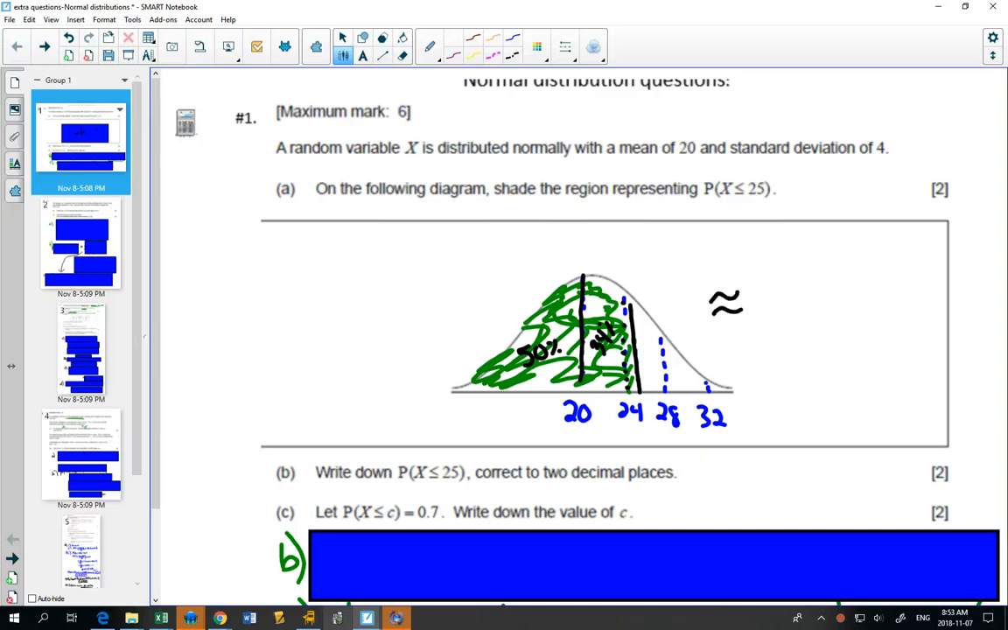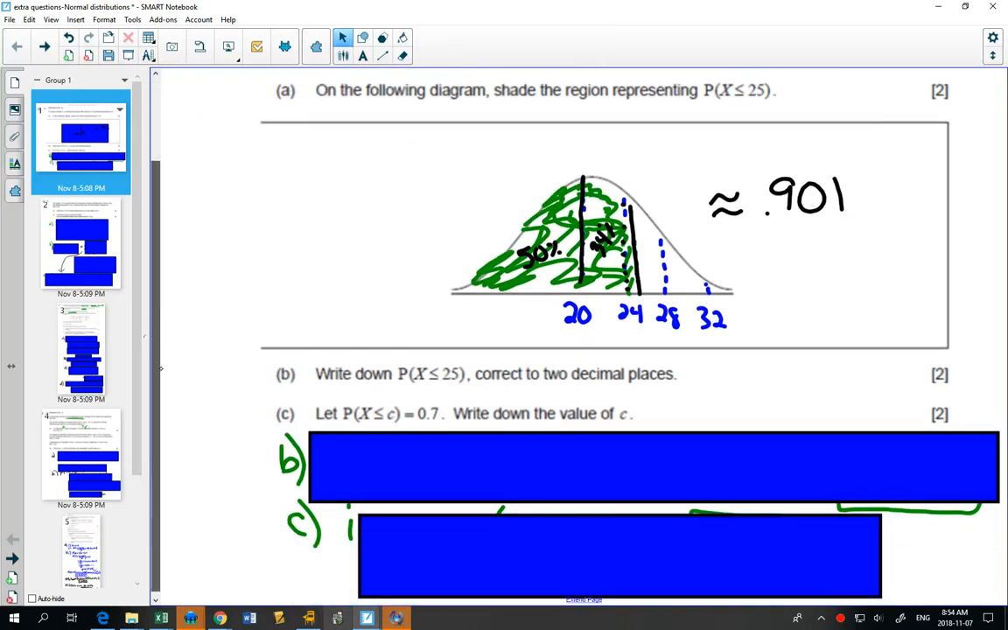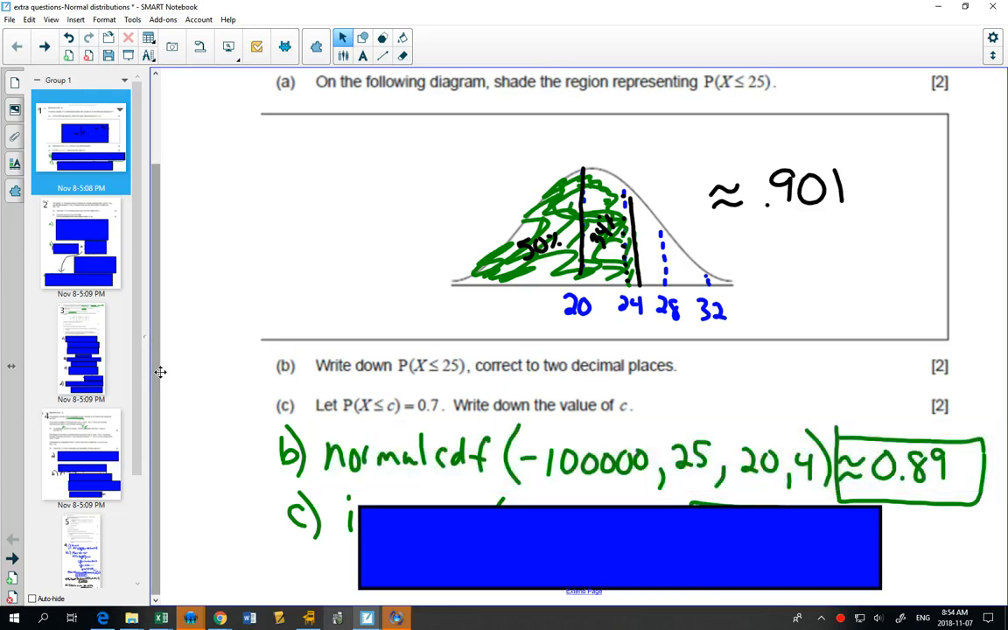As far as the area under the curve, I'm going to put 3 sig figs, 0.901. No, I have no idea. But as far as an area, the area under the curve is a decimal. The whole area adds up to 1, so we would estimate that. And then it says write down, correct to 2 decimal places. Oh, so close.